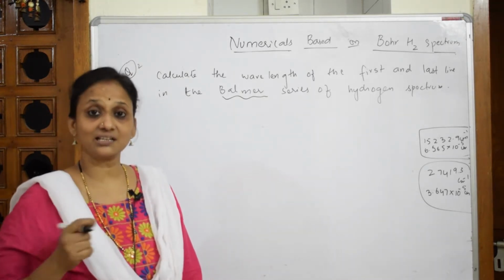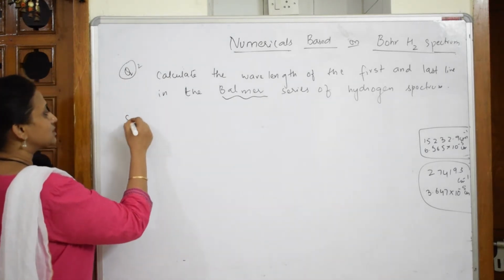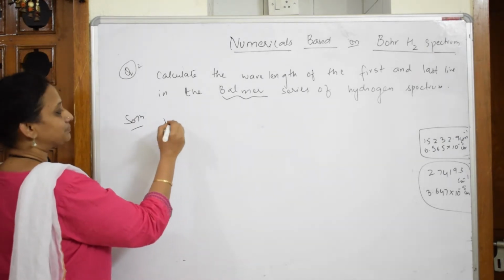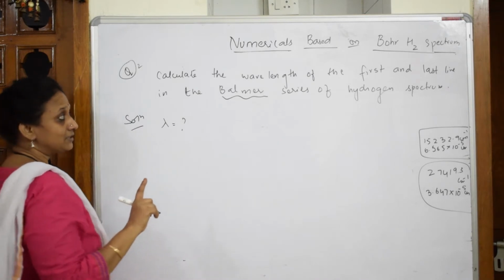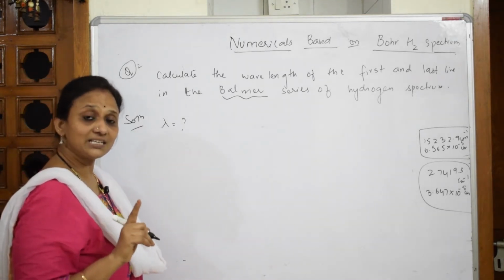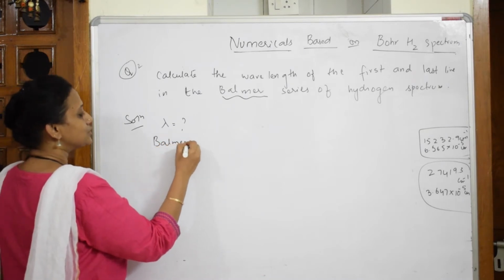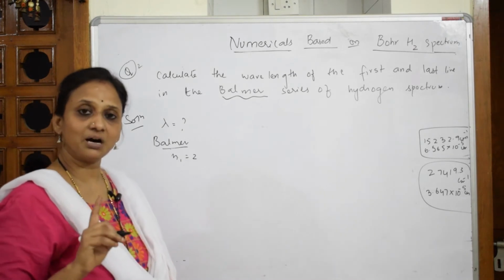Unless you understand the concept, it is meaningless doing numericals. Yes, fine. So in this particular numerical, what should I find out? First of all, I need to find lambda. For which one? For the first line and the last line, and that too for which series? Balmer series. So for Balmer series, n1 is equal to 2. For Lyman it is 1, Balmer is 2.